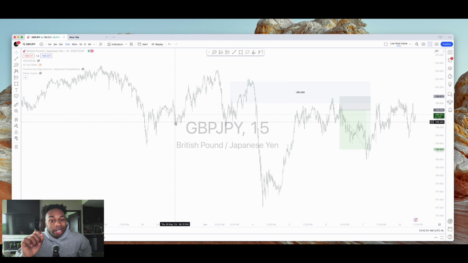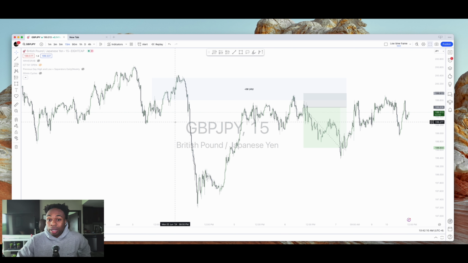Some pairs like to just have the ADD setup a lot more. Some pairs like to have the AMD and do a lot of manipulating first. Like for GJ, I get a lot of ADD setups where it doesn't really do the manipulation. It just runs straight. You get that retest and you just go. Gold manipulates a lot, so I'll get the AMD setup a lot. But I still use both. But it's just understanding the characteristics of the market that's gonna get you guys started and on the right foot.